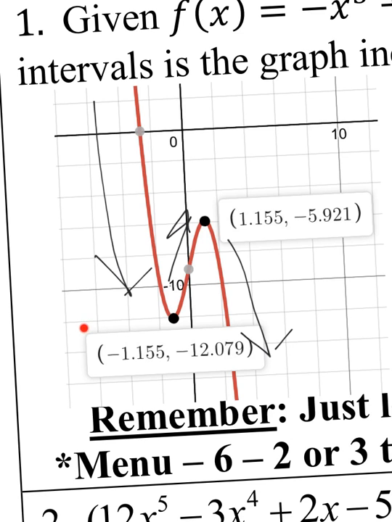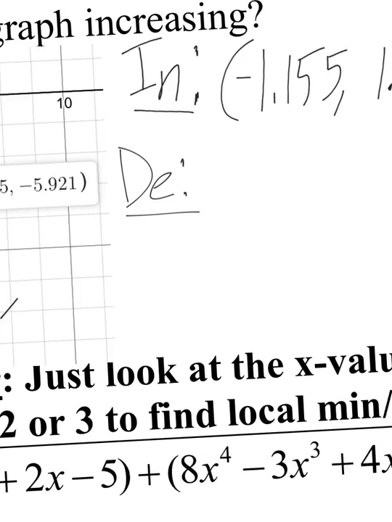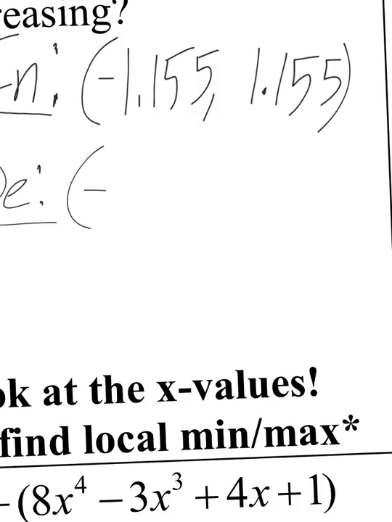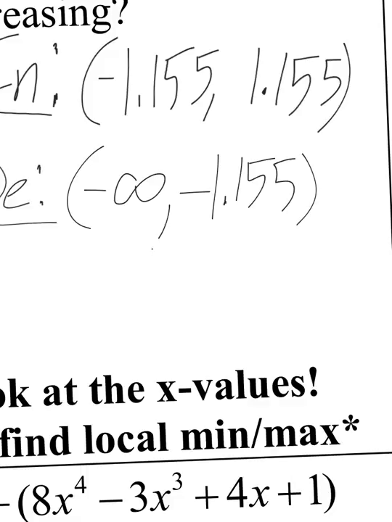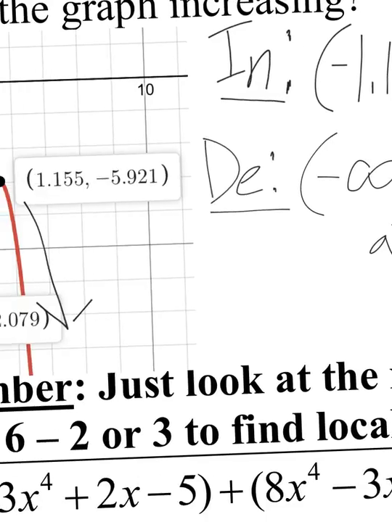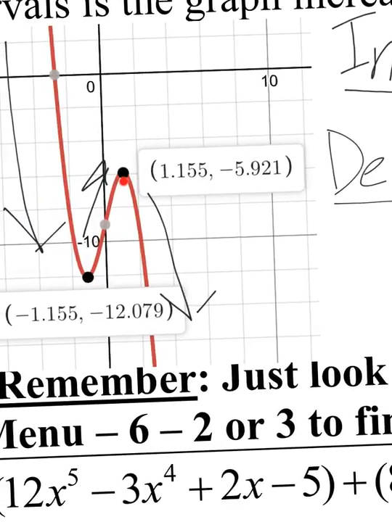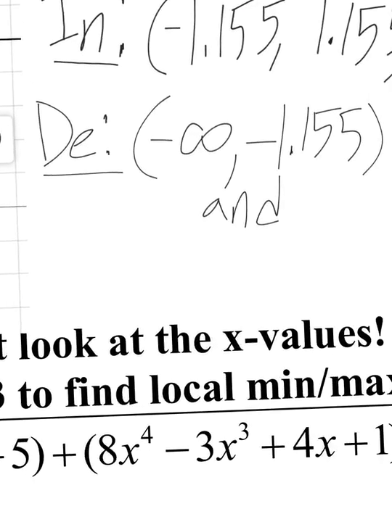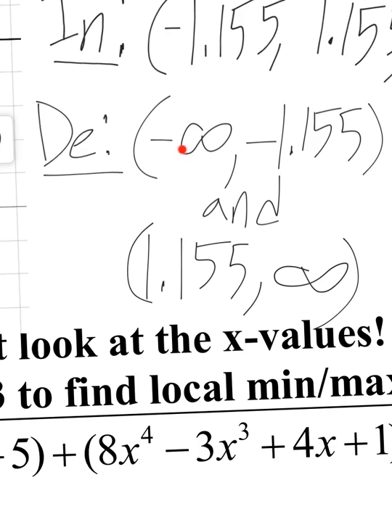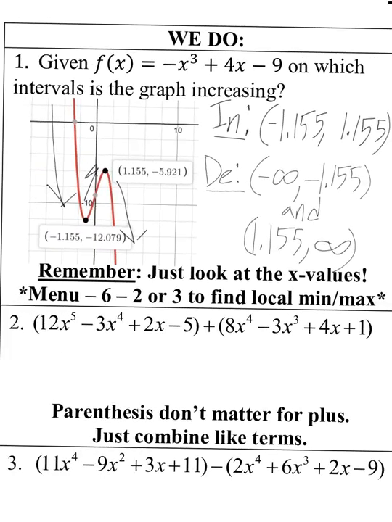So it's coming from negative infinity, and then it's turning at negative 1.155. So I'm going to write negative infinity, comma, negative 1.155. And then there's another answer. Where else is it decreasing? It turns at 1.155, and then it's going down and to the right. So it doesn't really matter if it's going up or down, just what direction, left or right, is it going? It's going to the right. It's on the right side of the graph. So I'm going to write positive 1.155 to positive infinity. Positive infinity always comes second. Negative infinity always comes first. So that is number 1.